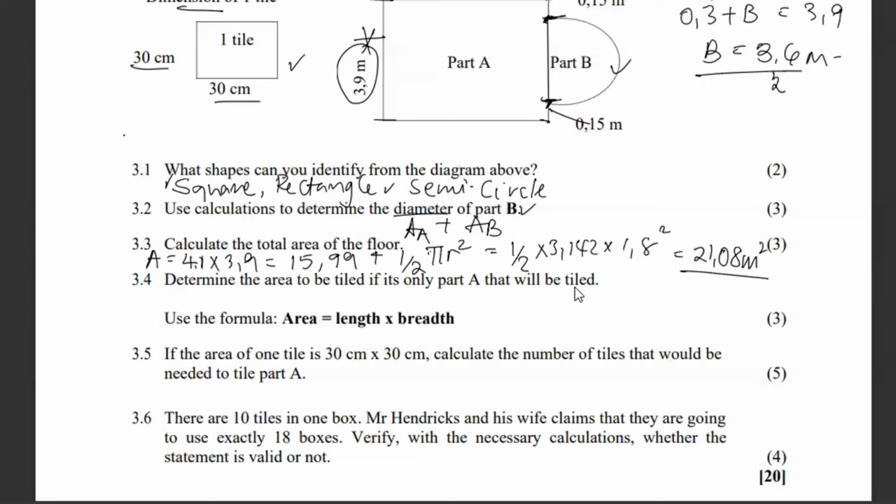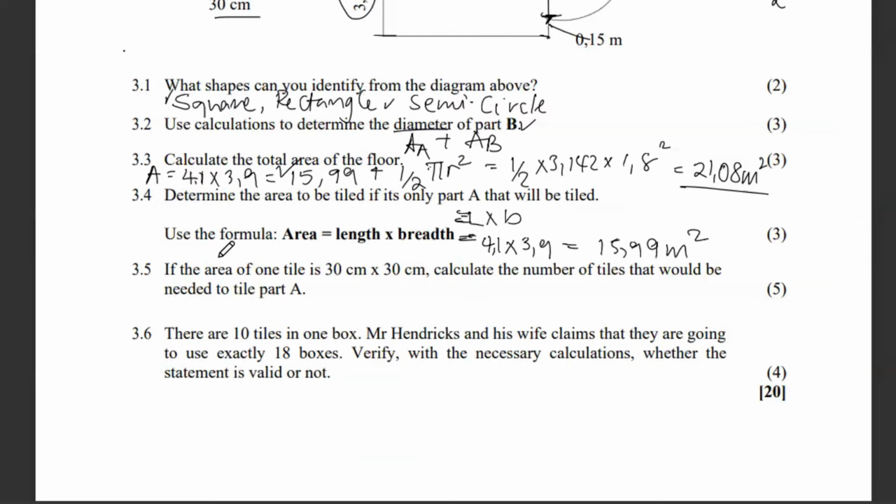Squared. Determine the area to be tiled if only part A will be tiled. This was supposed to be different because we've already got it here. Anyway, we shall say L times B, which equals 4,1 times 3,9. The answer became 15,99. So these are the areas, and this is in meters squared.